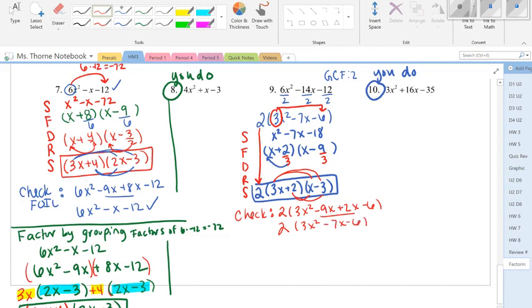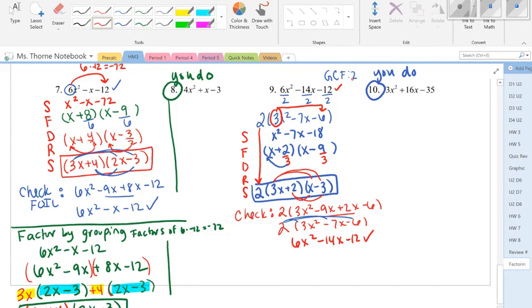And the last step would be to distribute the greatest common factor to each of those terms. And so when we do that, we end up with 2 times 3x squared gives us 6x squared. 2 times negative 7x gives us minus 14x, and 2 times negative 6 is negative 12. So notice that gives us our original equation back, so it checks our work.